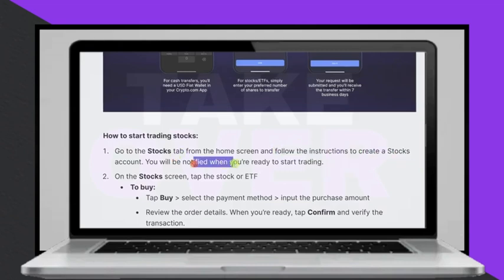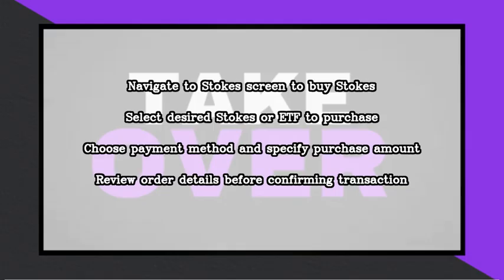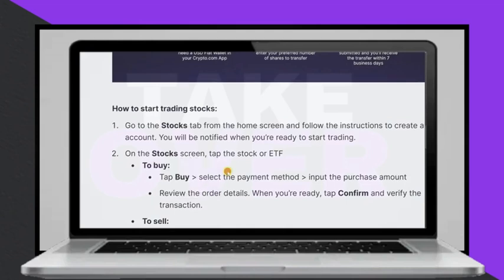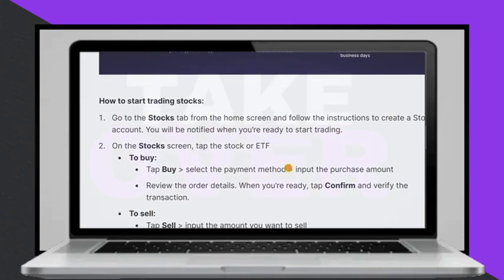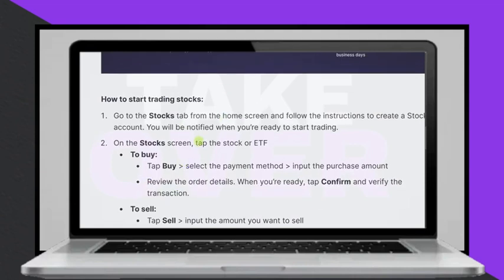Buying Stocks involves navigating to the Stocks screen, selecting the desired Stock or ETF, and clicking the Buy button. Users must then choose their payment method, specify the purchase amount, and review the order details before confirming and verifying the transaction. Once these steps are completed, the Stocks purchase will be finalized, allowing users to start trading.